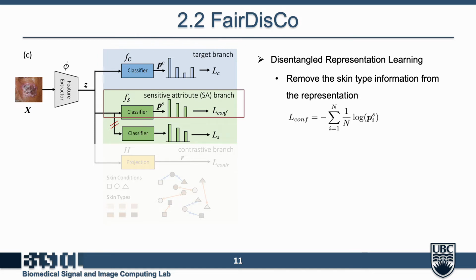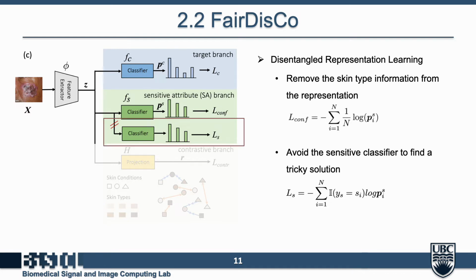We also need to notice that the sensitive attribute branch might find a tricky solution like setting all the weights to 0. Then the classifier output is a 0 vector, and the confusion loss becomes the smallest even though the representation still contains skin type information. To avoid this issue, we add the skin type predictive cross-entropy loss, only optimizing the classifier.